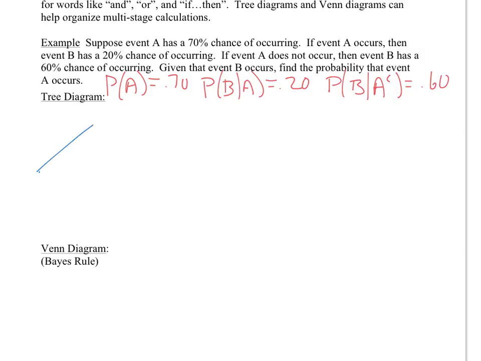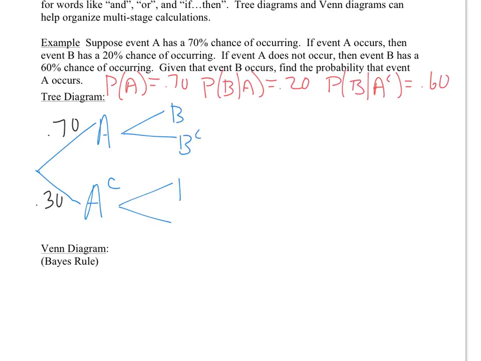Okay, so here's the tree diagram. First, I'm going to observe whether A does or doesn't occur. The chance of A occurring is 0.70, so I can deduce on my own that 30% of the time A does not occur. Following A, I'm going to have event B, which either occurs or doesn't occur. And according to the given information in red, the probability of B given A is 0.20, and the probability of B given A complement is 0.60.